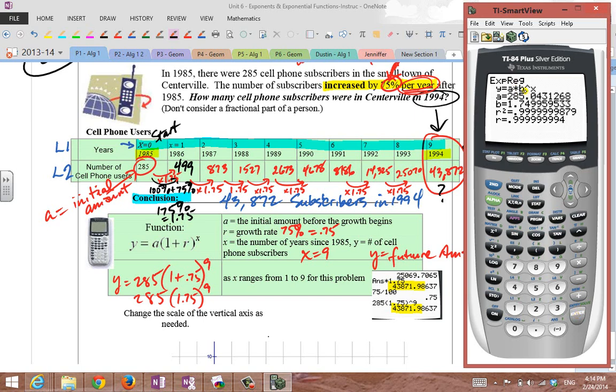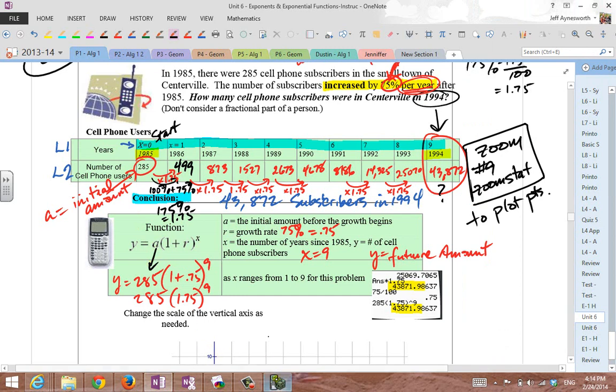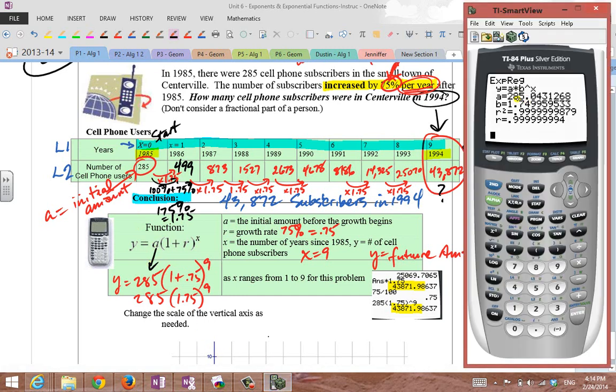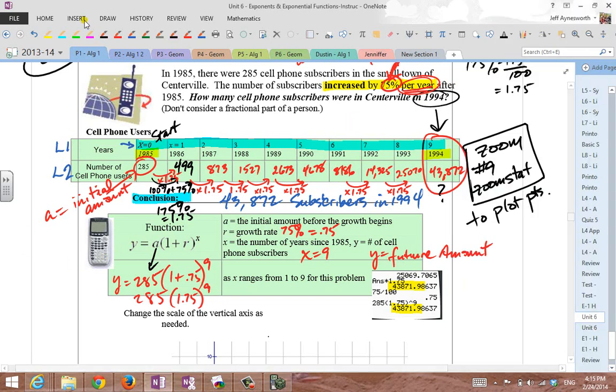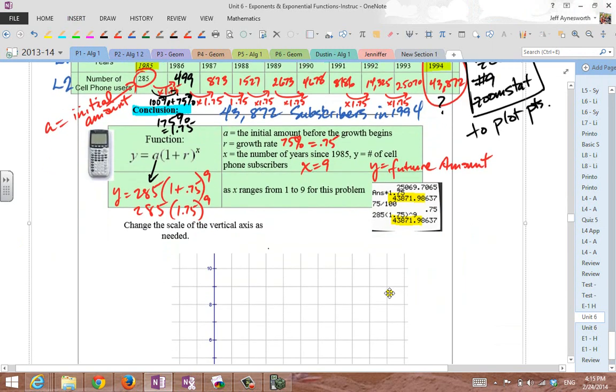Notice that A right here, our coefficient, is 285, which corresponds to this right here. A is 285. That corresponds with a coefficient 1.749, which is the same as 1.75. And when R is 0.9999, that means R equals 1. That means 100% correlation, which means our function corresponds exactly with the data here. It's an exponential regression. Okay, so let's go ahead and get that. Let me bring that right here.